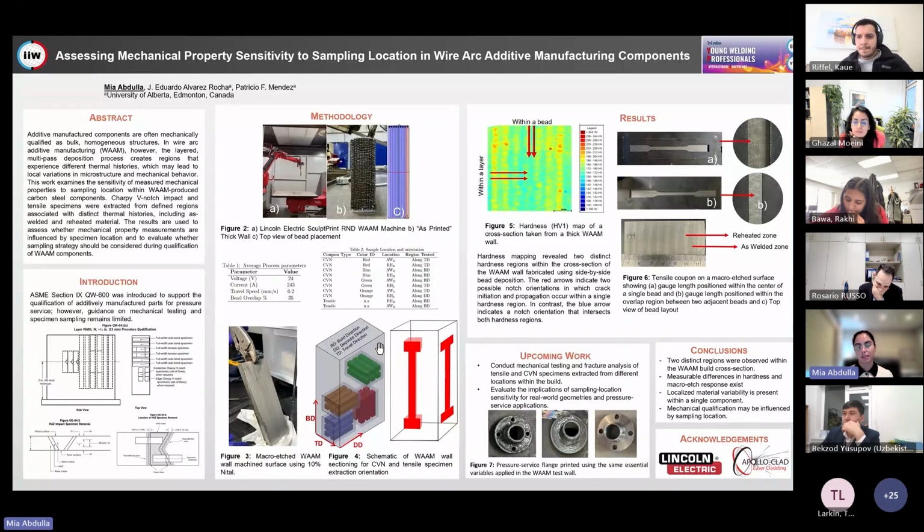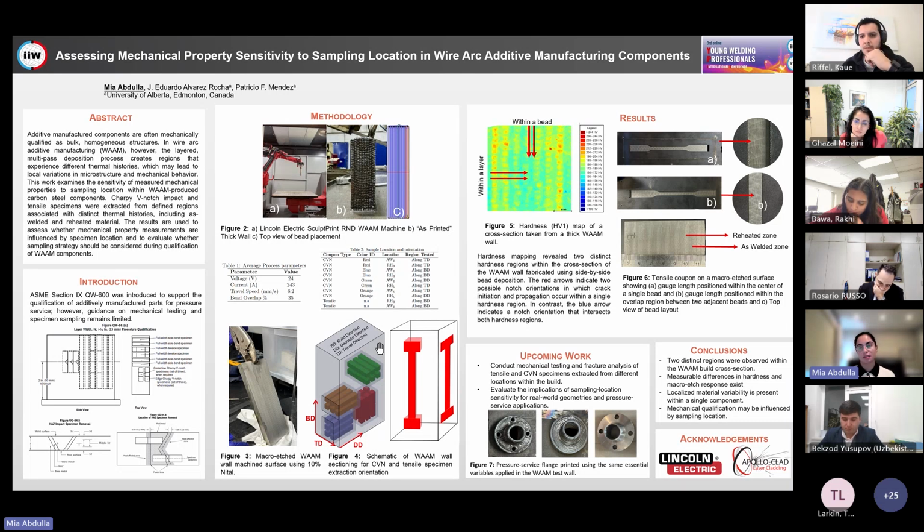The tensile has 2 orientations, one coming out specifically for qualification for QW600, and the other orientation on the side is for an additional orientation to give us a little bit more information, positioning either the tensile within a bead entirely or within the tempered regions between the overlap of 2 beads.